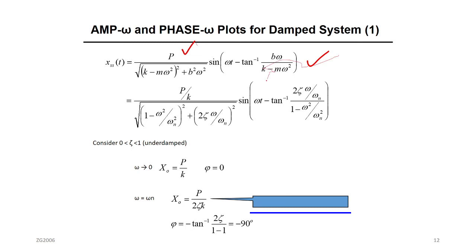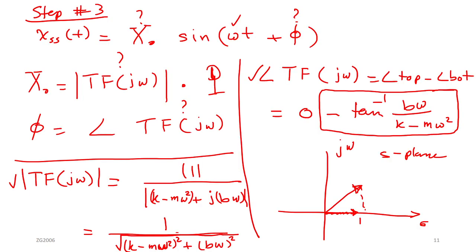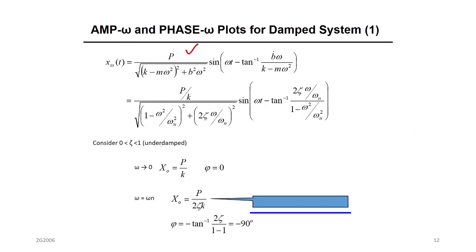What about the phase angle? It should also be correct. The phase is minus tan inverse b omega over k minus m omega square, minus tan inverse b omega over k, which is also correct. So this is the steady state solution. We got it. So this is how the sinusoidal transfer function works.